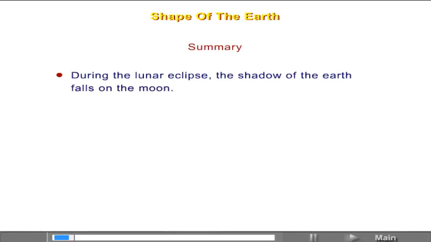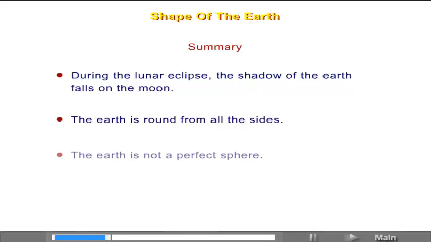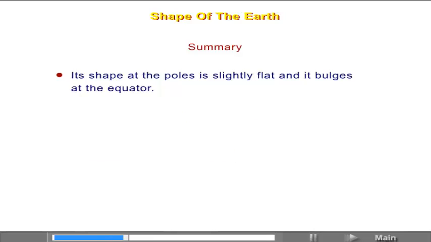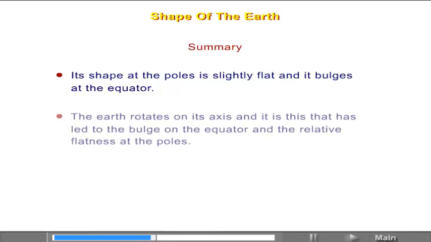During the lunar eclipse, the shadow of the Earth falls on the Moon. The Earth is round from all sides. The Earth is not a perfect sphere. Its shape at the poles is slightly flat and it bulges at the equator. The Earth rotates on its axis, and it is this that has led to the bulge at the equator and the relative flatness at the poles.